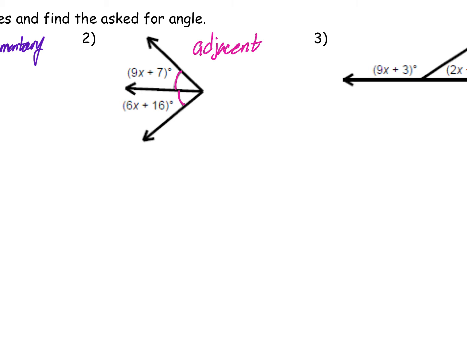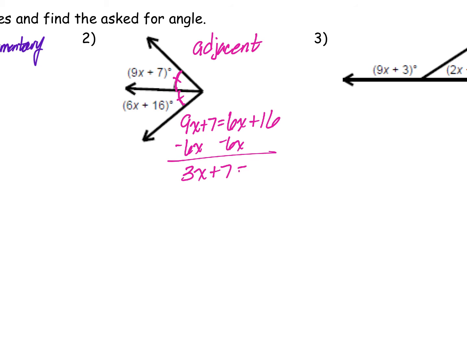Okay? But what do these two lines right here mean? It means that they're congruent, right? The two angles equal each other. So in this case, I'm going to say 9x plus 7 equals 6x plus 16. So subtract 6x. And then I'm going to get 3x plus 7 equals 16. And then subtract 7. And I get 3x equals 9. Divide by 3. And x equals 3.